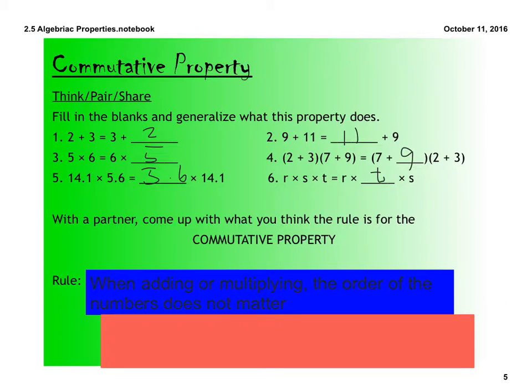And what it says is when you're adding or multiplying, the order of the numbers does not matter. When people commute to work, they're moving from one place to another. The commutative property is about moving the terms within an expression and keeping the value the same. But this is only for adding and multiplying.